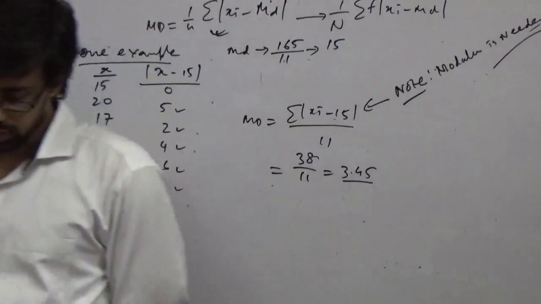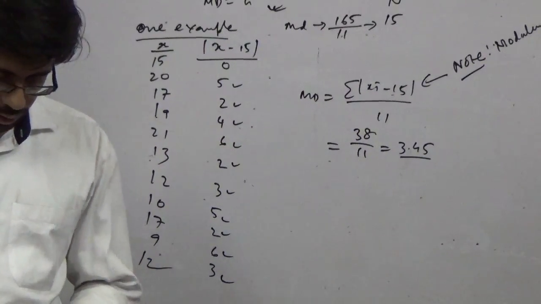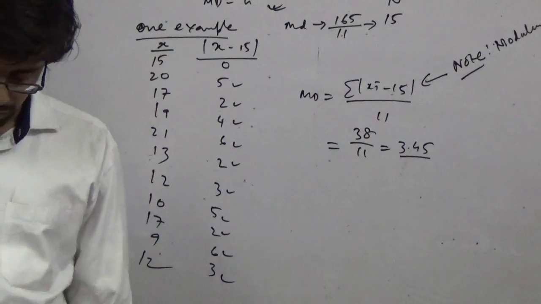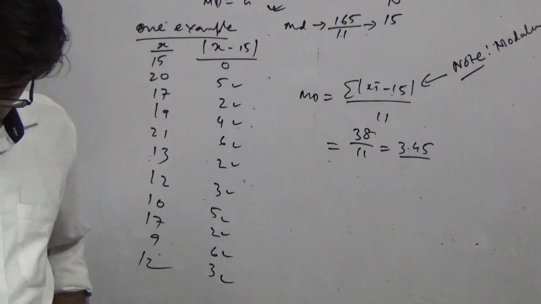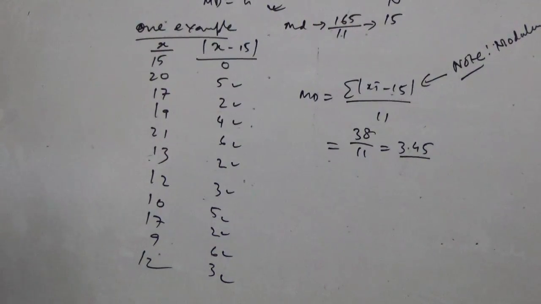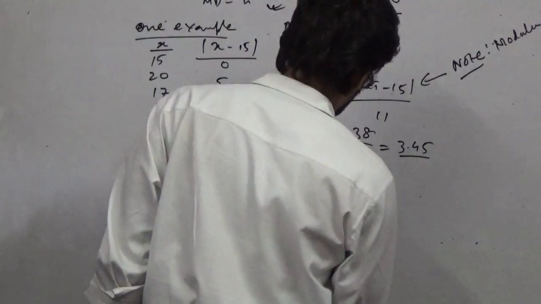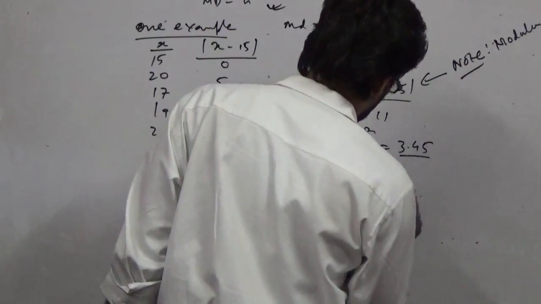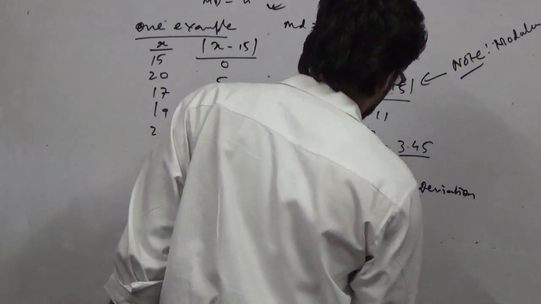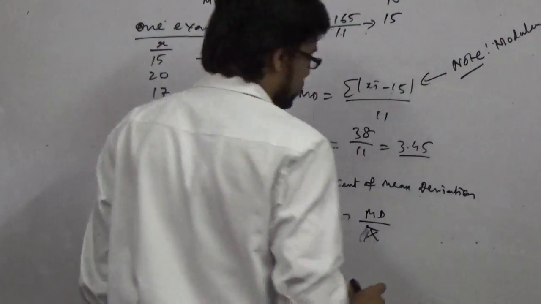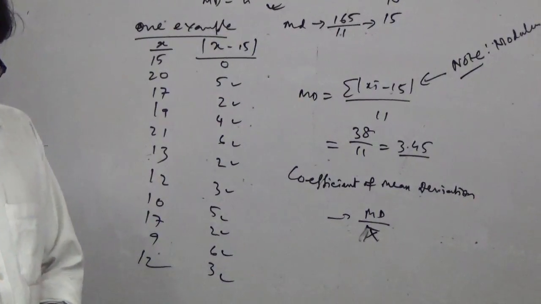Okay. Next part. In the deviation calculation, we have another important thing, that is the coefficient of mean deviation. Coefficient of mean deviation is nothing but mean deviation divided by x bar. Okay, this is the coefficient. Generally, this will be a positive value.